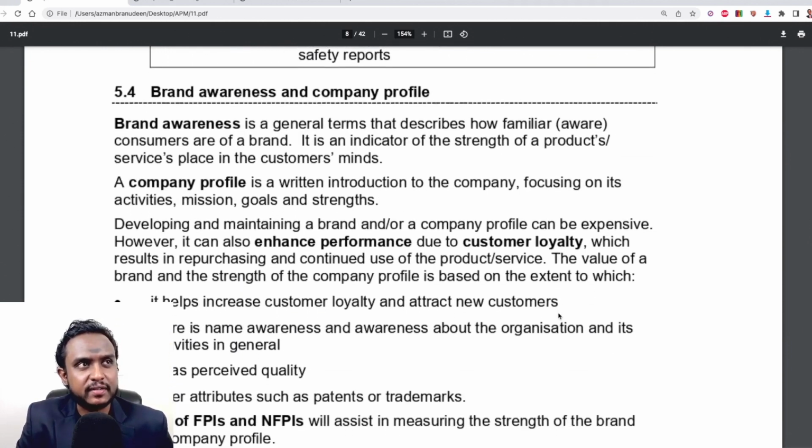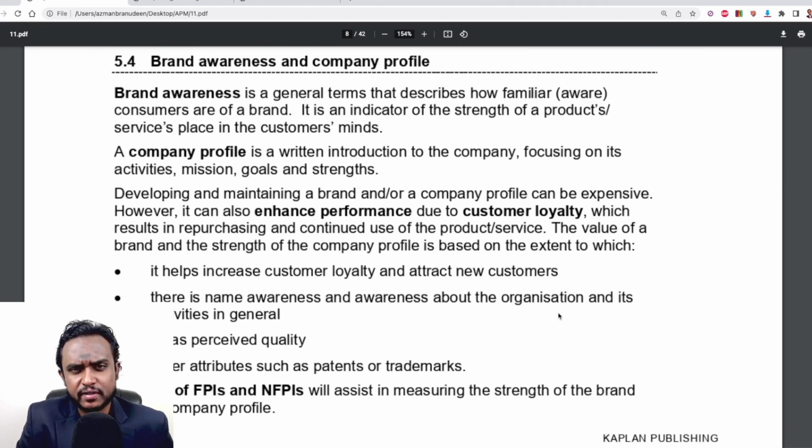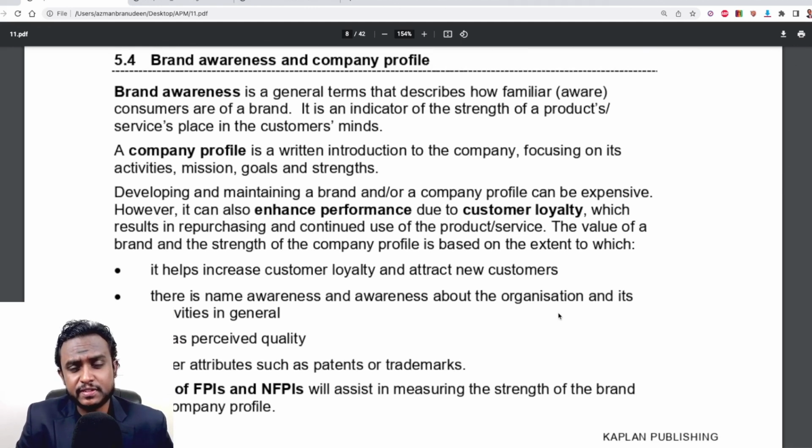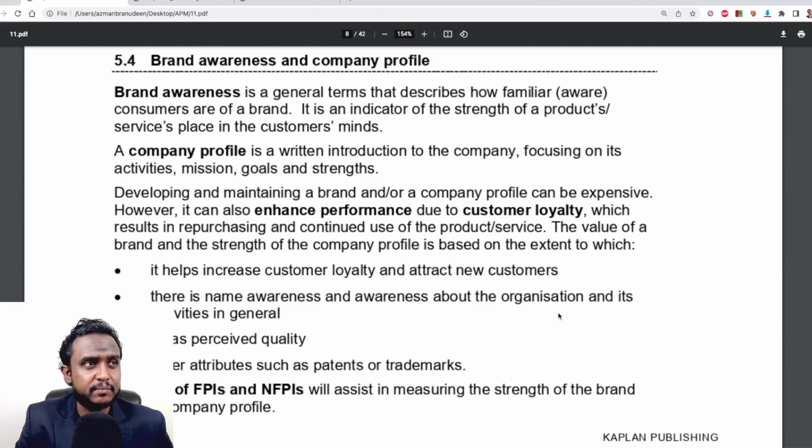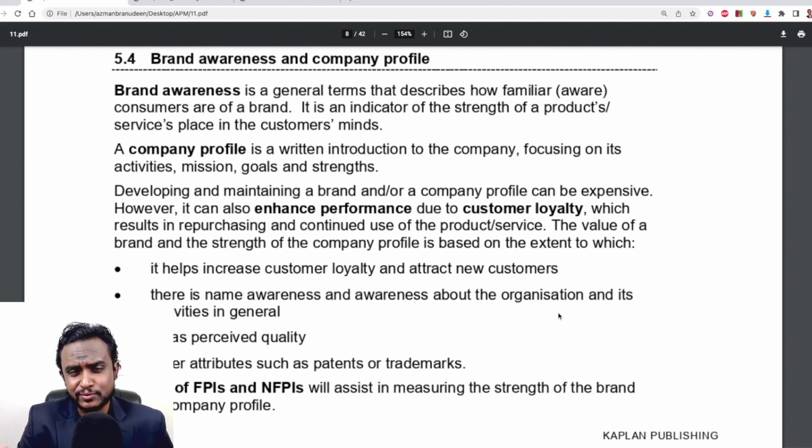The third aspect, another very strong, very important, very critical non-financial or qualitative aspect that is important for business success, is brand awareness and company profile. Now, how exactly do you measure something like that? Brand awareness is the level of the brand that is known, how many people know, and how well do they understand the brand, and whether the understanding they have is positive or not. This is brand awareness in all these contexts.